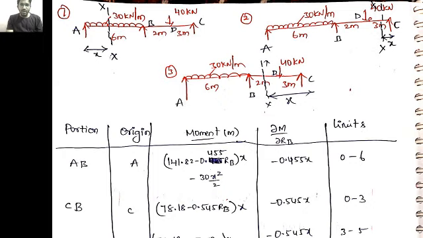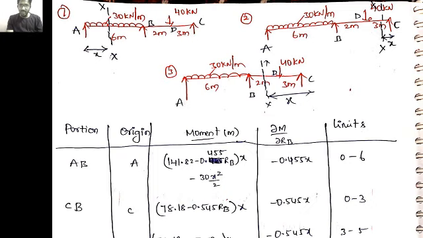Okay, so what about the dou M by dou RB? It means the derivative of the moment with respect to RB. Only RB you have to take, so the remaining terms are all 0. Only RB with the derivative. Finally we got minus 0.455 into X. What about the limits? In the portion AB, it starts from 0, so the limits are 0 to 6. Okay, those are the limits.